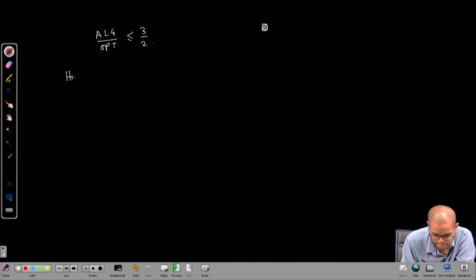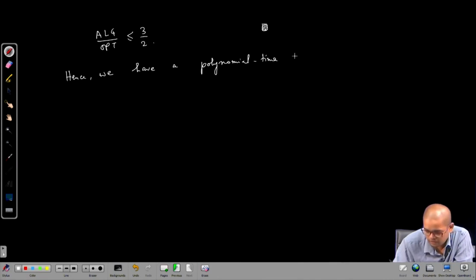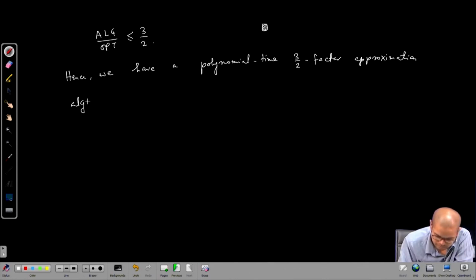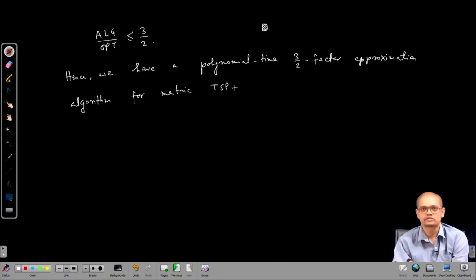Hence, we have a polynomial time three by 2 factor approximation algorithm for metric TSP. Okay, so let us stop here today.